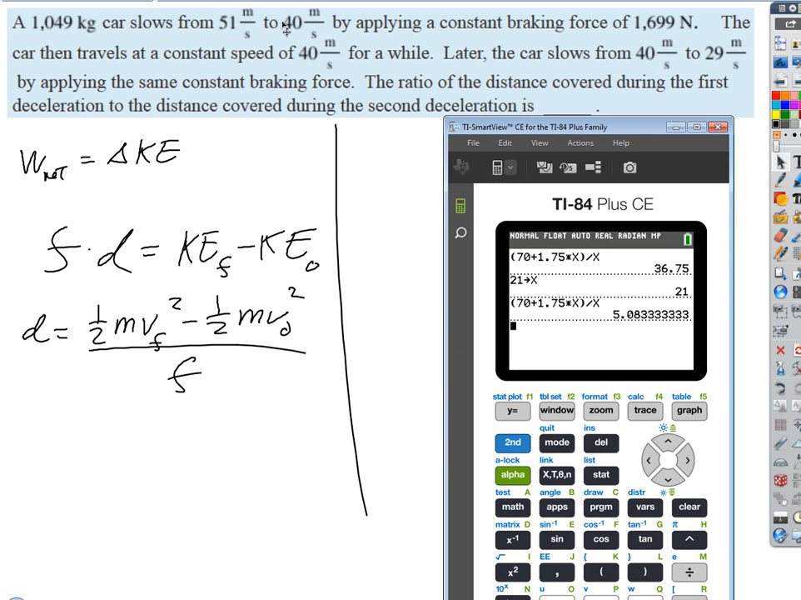No, V final is, we're doing the first part up here. So the V final would be 40, V initial would be 51, right, because it's slowing down. Now, could we just say the change in speed is 11 and say 1/2 m times negative 11 squared? No. We can't, because the difference between 51 and 40, the square of 51 and the square of 40, is a lot different than the difference between the square of 40 and the square of 29. Right, exactly. It's not a linear relationship.